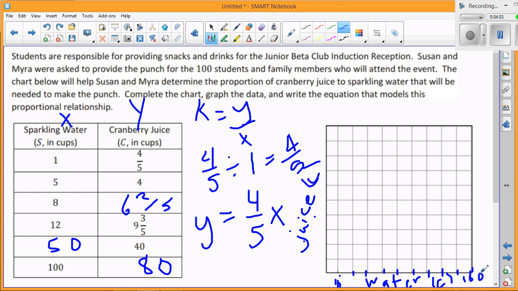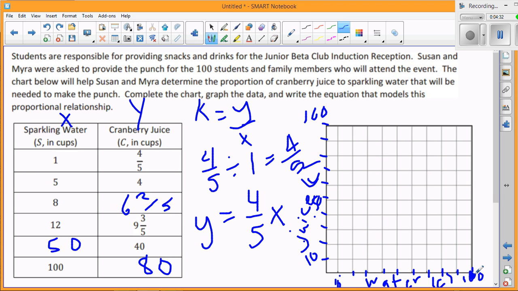And the juice goes from 4/5 up to 80. So again, I think I'll go by tens. So 10, 20, 30, 40, 50, 60, 70, 80, 90, 100. We should absolutely do this a little neater. Okay. And this is kind of going to be a rough estimation because you have values like 4/5.